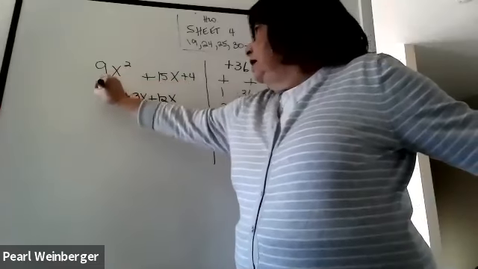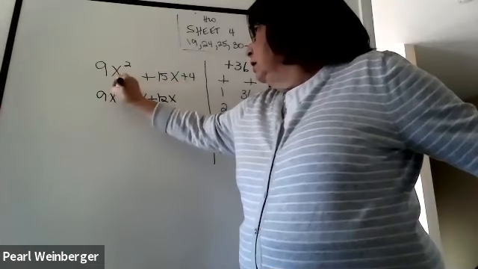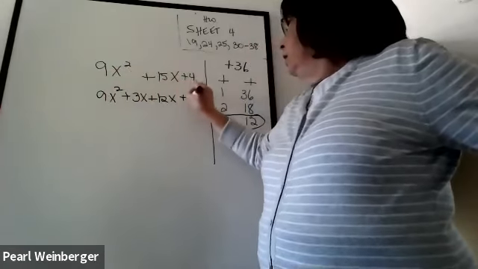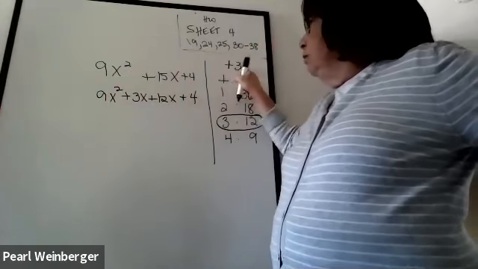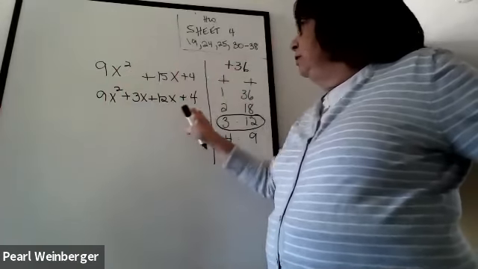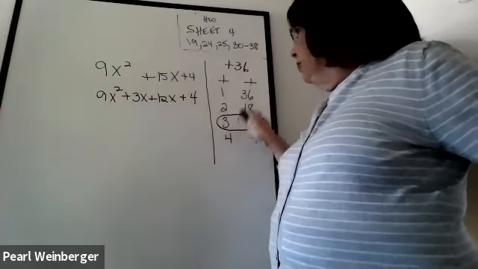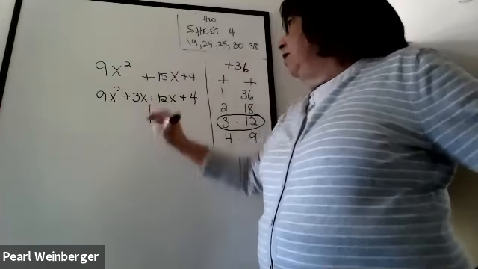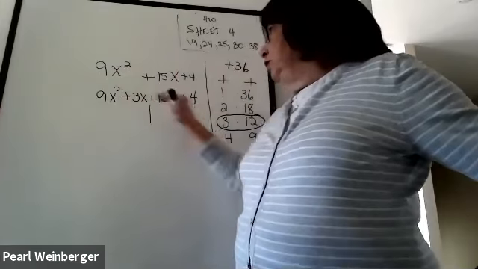And bring down the 9x squared and the 4. Remember, I don't use the 36 anymore. I go back to the 4. I'm using the 36 just to figure out the numbers. And now I have my 4 terms, so I can group.